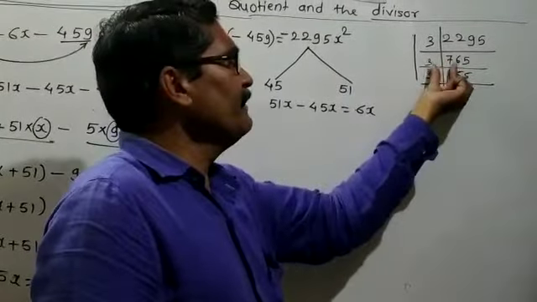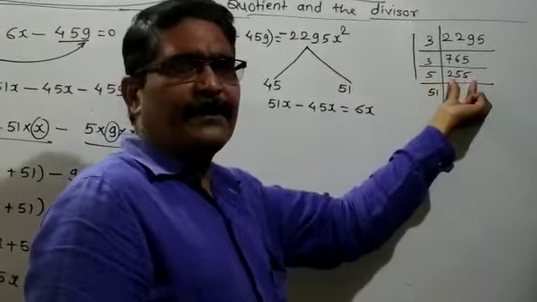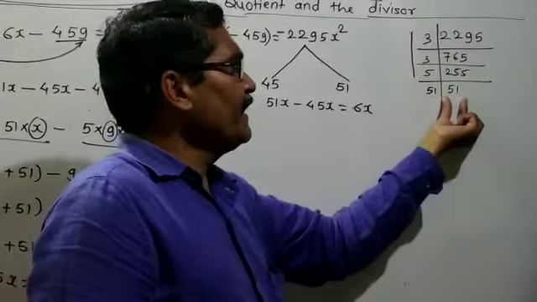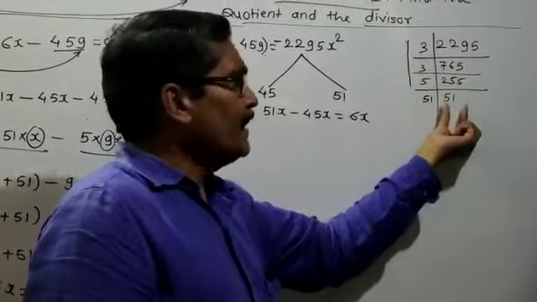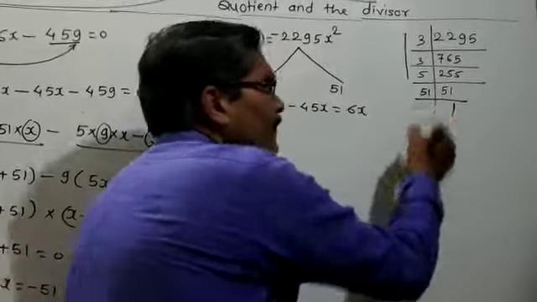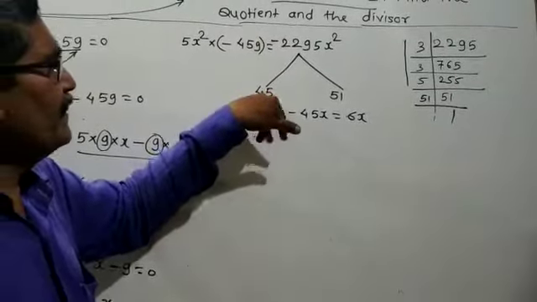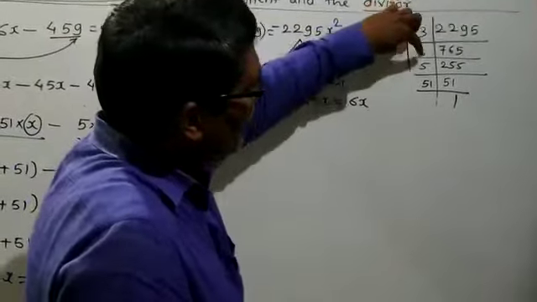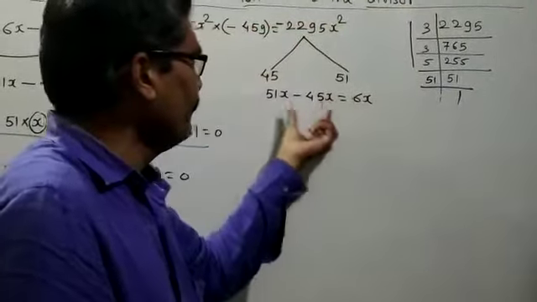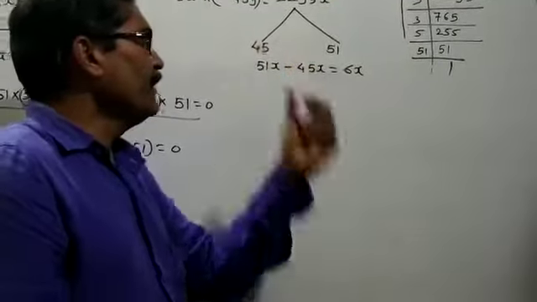This one is again divisible by 3, at that time 255 will come. This one is divisible by 5, at that time 51 will come. 51 is the prime number, 51 ones are 51, and the factors become 15. 3 threes are 9, 9 fives are 45 multiplied by 51. So 51 and 45 are the factors.